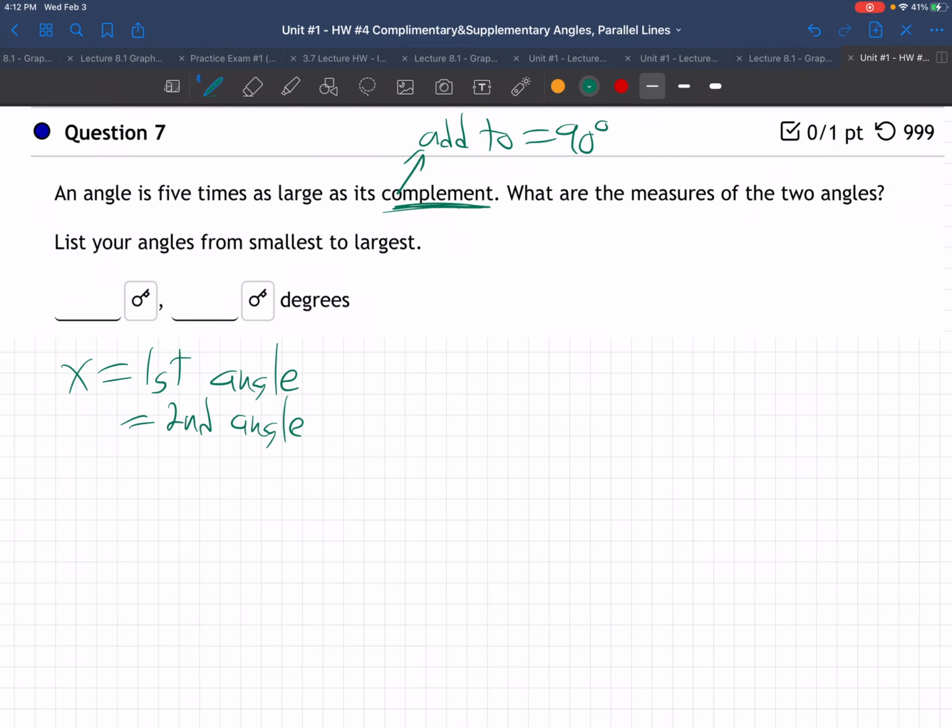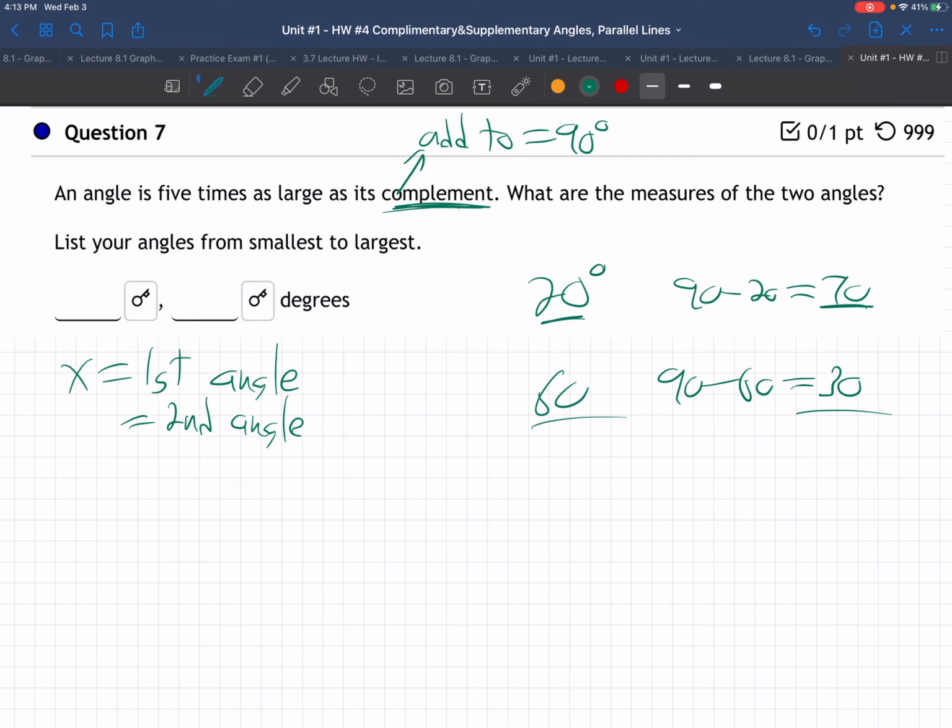So say the first one is 20. What's the other one? Well, 90 minus 20, the other would be 70, right? Or if the first one was 60, what would the other one be? Well, 90 minus 60, the other one would be 30. You get the idea? Once you have the first one, you just have to take away from 90 to get the other. So if the first one's x, the other one's 90 minus x.